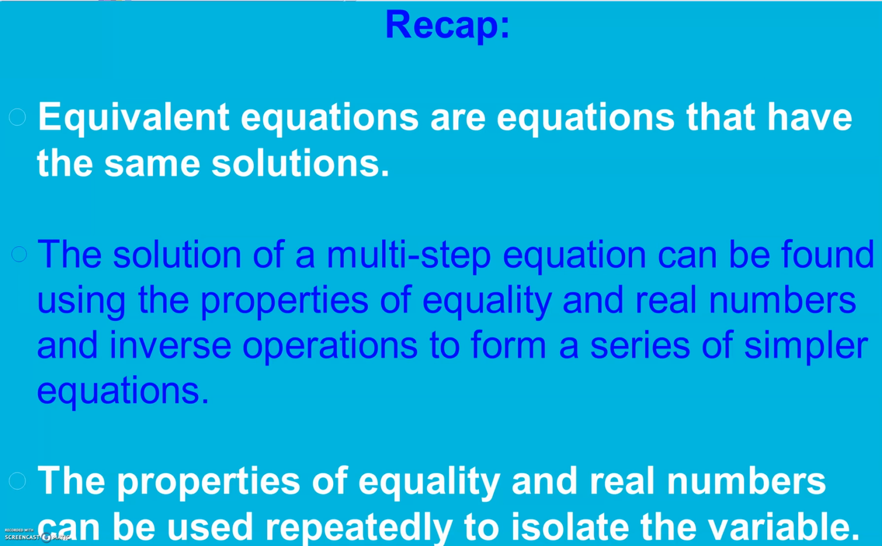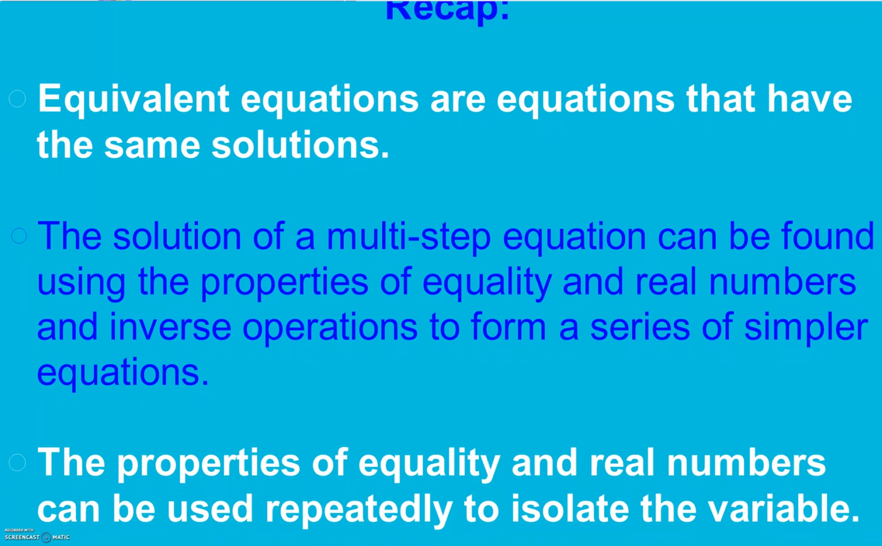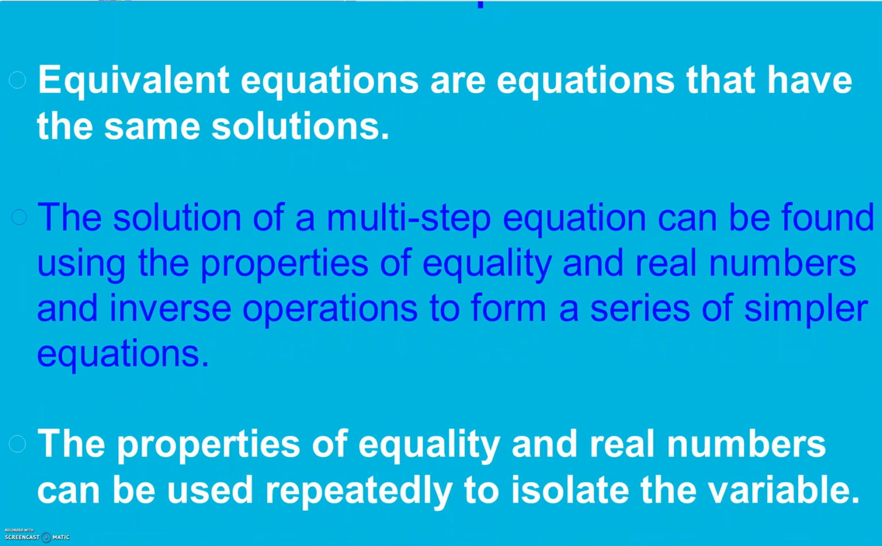Quick recap here. Equivalent equations are equations that have the same solutions. The solution of a multi-step equation can be found using the properties of equality in real numbers and inverse operations to form a series of simpler equations. And the properties of equality in real numbers can be used repeatedly to isolate the variable. That's all I have for section 2.3.